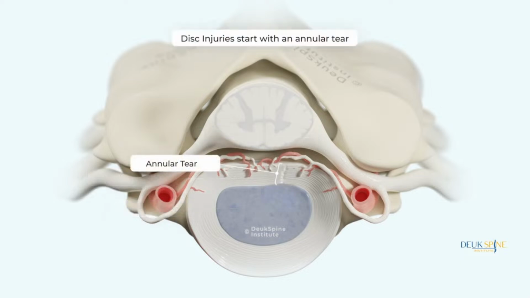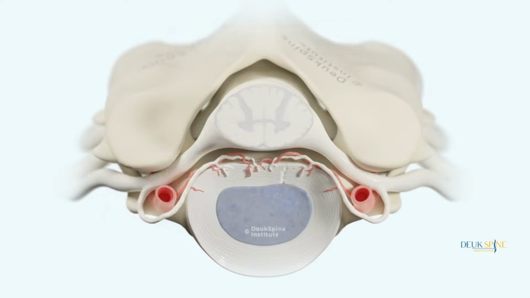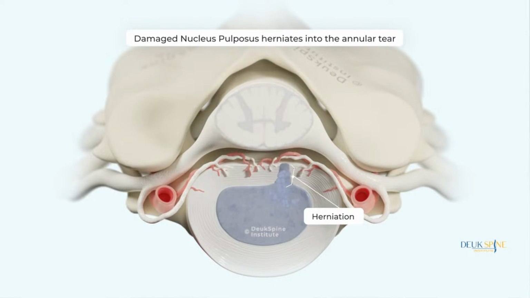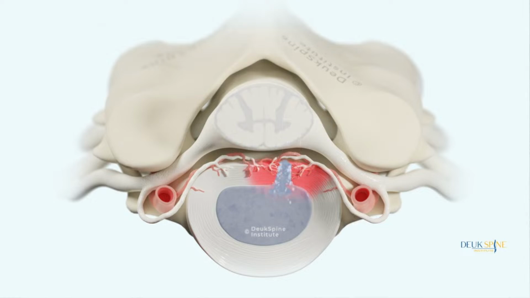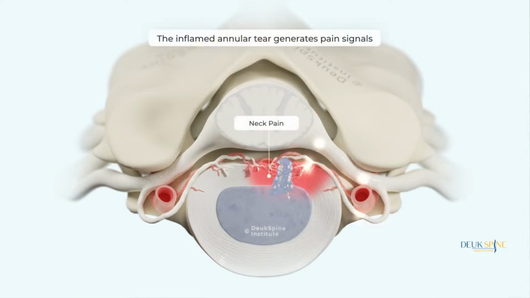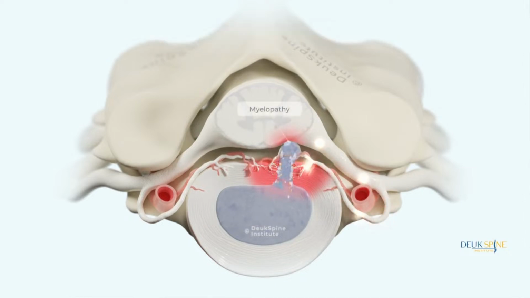Disc injuries start with an annular tear. Damaged nucleus pulposus herniates into the annular tear. The herniation triggers an inflammatory response within the annular tear. The inflamed annular tear generates pain signals.